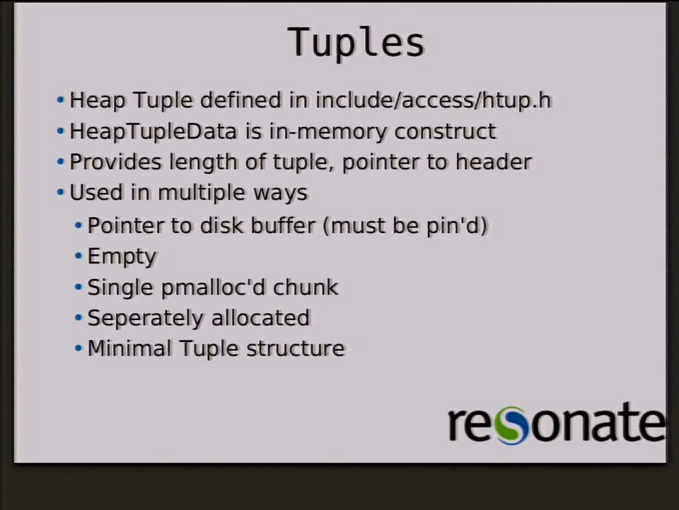The heap tuple is used in multiple different ways. The pointer that's in there could be a pointer to a disk buffer, like out in shared buffers. If that's the case and you're playing with it, you better make sure it's pinned. If it's not pinned, Postgres has a clock sweep algorithm which goes through, and once it's gone through the shared buffer catalog enough times, it'll go, wait a minute, this guy's so old, he hasn't been used recently, I'm going to evict him and put something else there. So wherever you're playing with blocks or disk buffers, you need to make sure that you're pinning them. I'm not going to talk about that here, though.